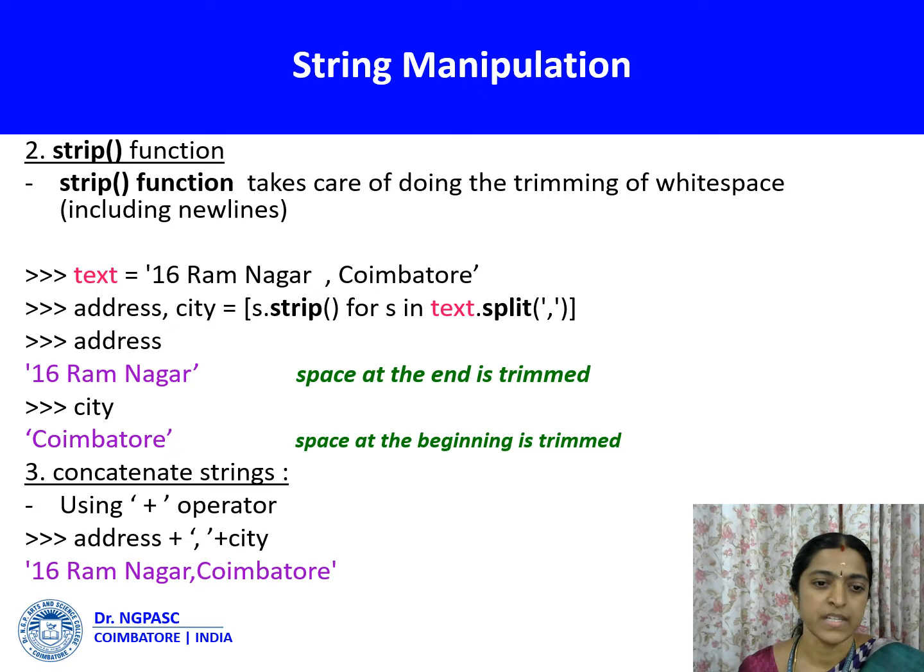The next function is concatenation of strings. Here, there is no specific function for concatenating strings. Instead, we have a very simple operator called the plus operator to concatenate strings. Concatenation means joining of strings. So here, I'm concatenating the value that is found in the variable address with a comma. Again, it is concatenated with city to get the following output: 16 Ramnagar, Coimbatore.